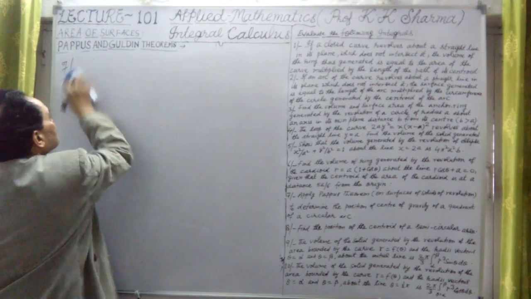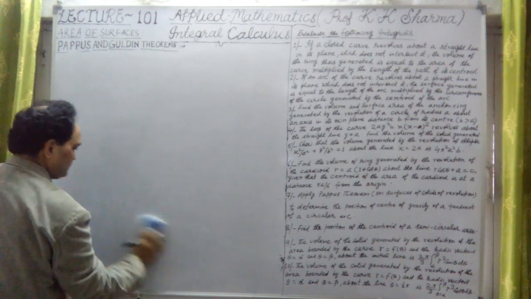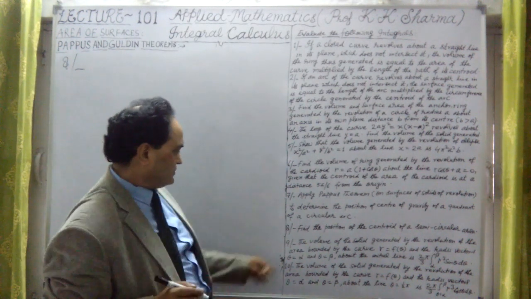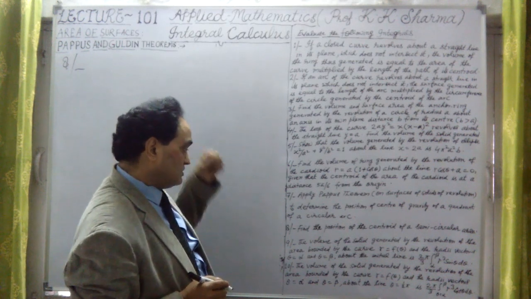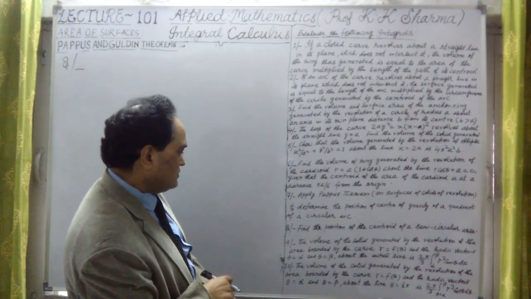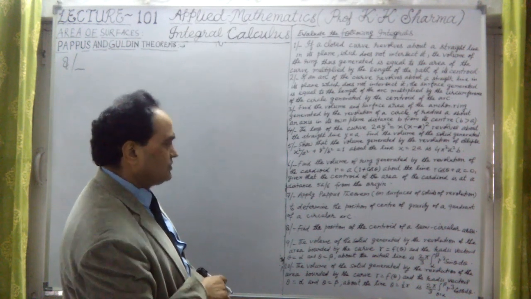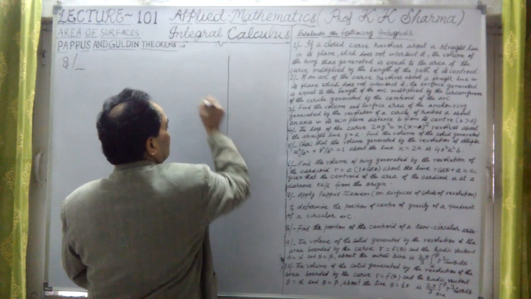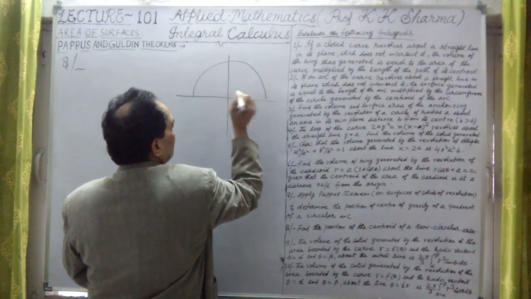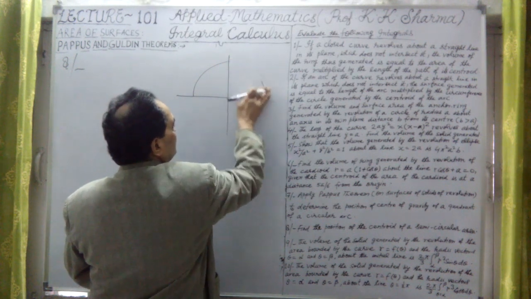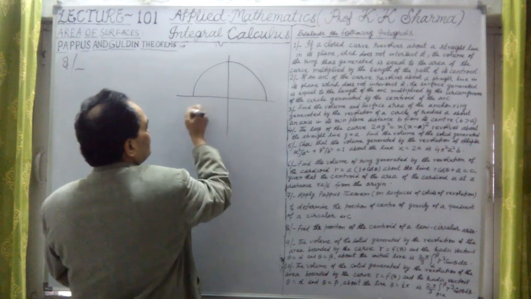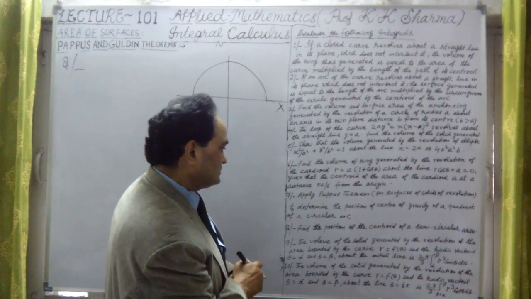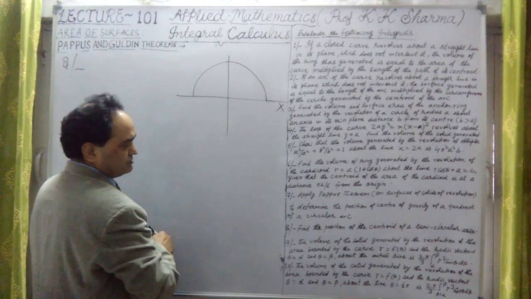For question number 8, let me check it. What does it say? Find the position of the centroid of a semicircular area. This is a semicircular area. Let me take this semicircle here, a proper semicircle. Find the position of the centroid of a semicircular area.